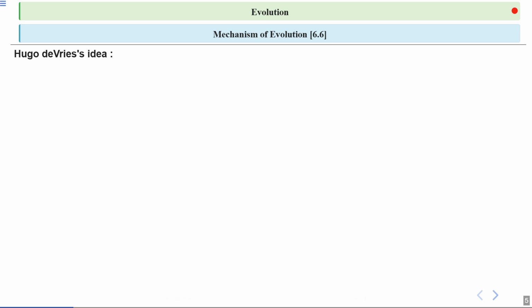We'll be discussing the mechanism of evolution today. So first, let's talk about the Hugo de Vries idea. He was working on evening primrose. What is the scientific name of primrose? It is Oenothera lamarckiana.